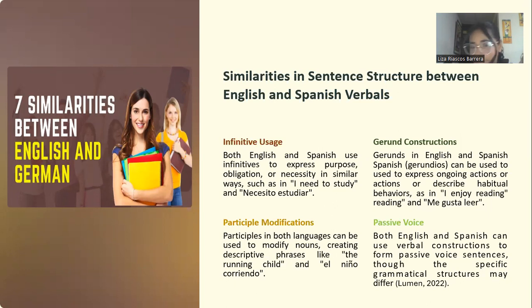About the participle modifications: in both languages they can be used to modify nouns, creating descriptive phrases like "the running child," "el niño corriendo." The passive voice: both English and Spanish use verbal constructions to form passive voice sentences, through specific grammatical structures that are different.